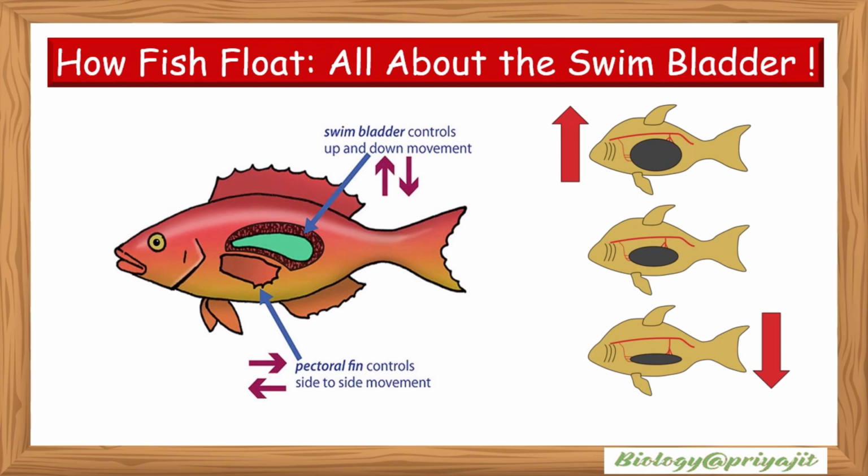Hello my dear students, in this video we will explore how fish float, that is all about the swim bladder. Basically, the swim bladder in most fishes is a characteristic sac-like or bag-like structure, and it is situated between the alimentary canal and the kidney. This structure is called various names such as swim bladder, gas bladder or air bladder. In our present discussion, the name swim bladder is followed to avoid confusion.